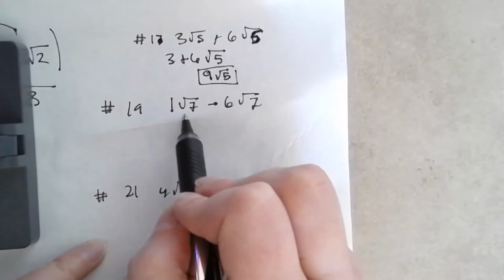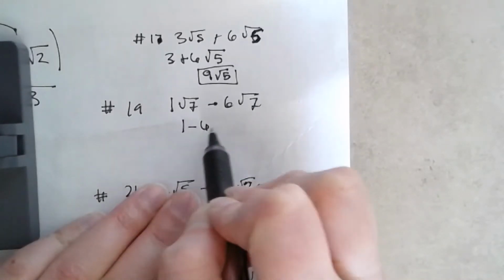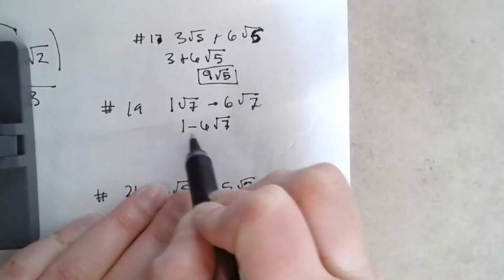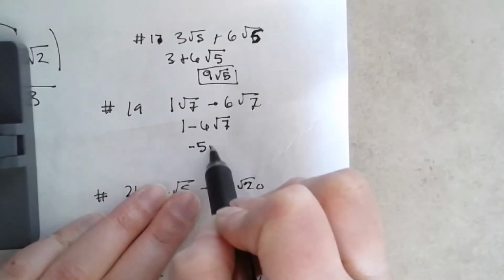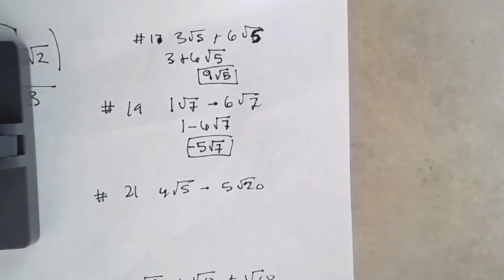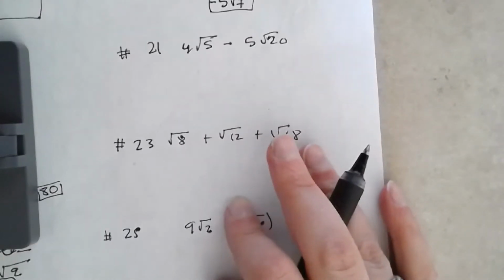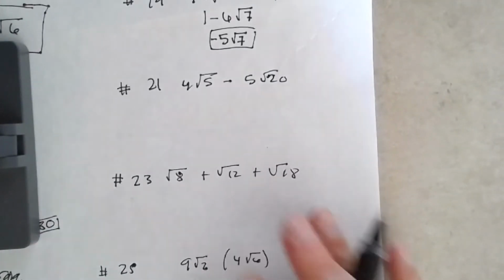Again, the square root 7s are the same. So I could go 1 minus 6 square root 7. 1 minus 6 is negative 5 square root 7. Okay, so those two shouldn't have been too bad. When we get to 21 on, they get a little bit more difficult.